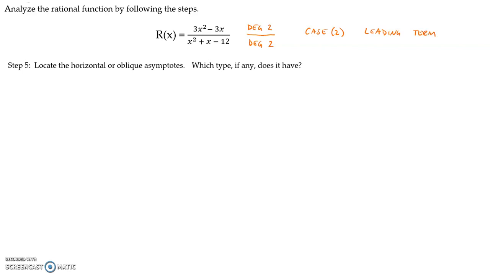It's automatically going to have a horizontal asymptote. Okay, so I've got y equals, my leading term on top is the 3x squared, and my leading term on the bottom is x squared. If we go ahead and reduce this, these x squareds are going to cancel, and that's going to give us an equation of y equals 3 as our horizontal asymptote.